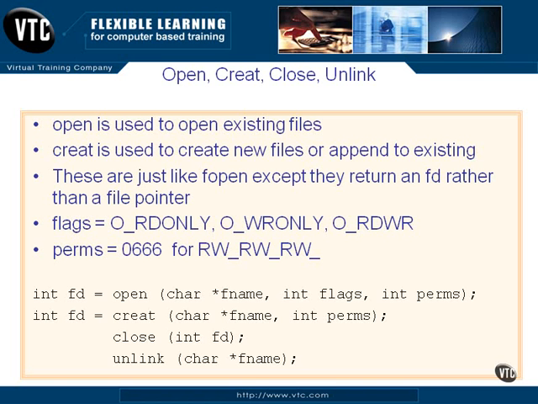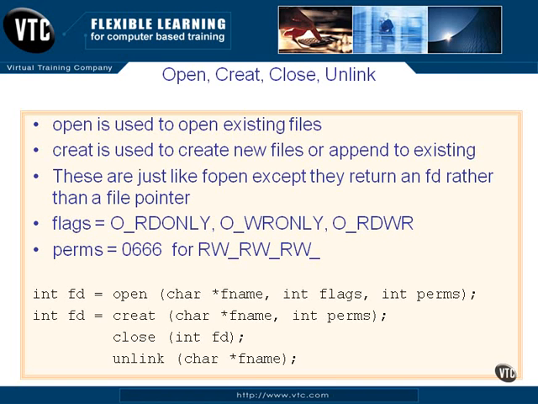Open, the open call, is used to open existing files that are already on the file system. Create, notice the E is missing off of it, it's just CREAT. That is correct, I didn't typo that. Create is used to create new files or to append to an existing file. These work just like fopen that we saw earlier, except that these calls are lower in the operating system and they return a file descriptor rather than a file pointer like we're used to dealing with.